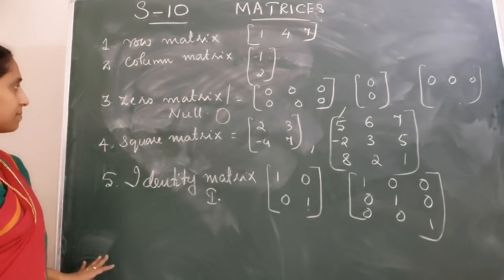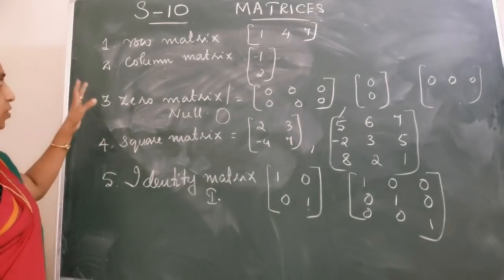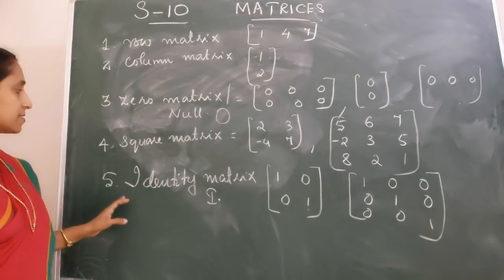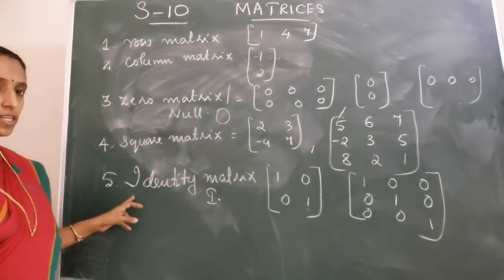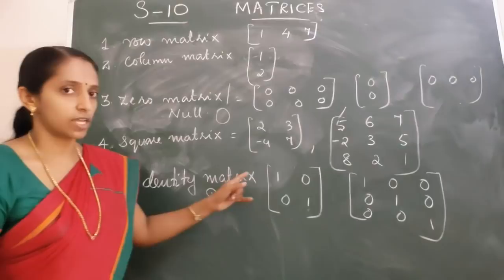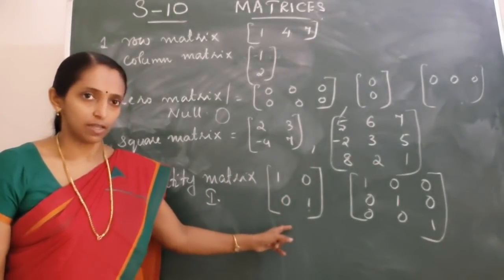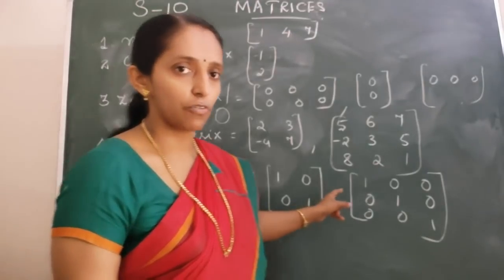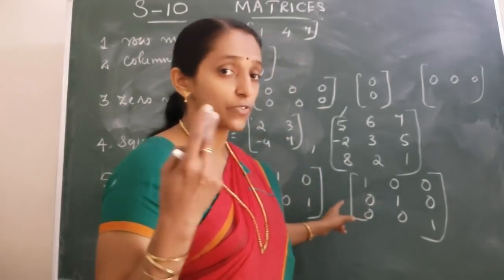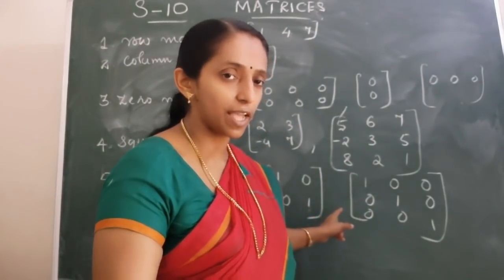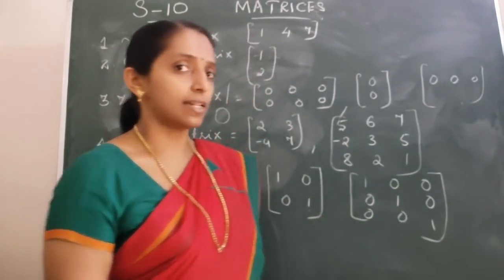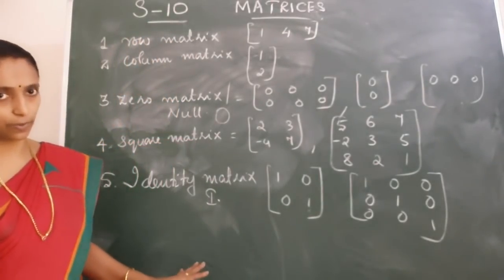Okay, so these are the main types of matrices: row matrix, column matrix, zero matrix, square matrix, and identity matrix. The identity matrix is important. What is an identity matrix? An identity matrix of order 2 means 2 rows and 2 columns. An identity matrix of order 3 means 3 rows and 3 columns, where the diagonal has the unitary value 1 and the remaining elements are all 0.